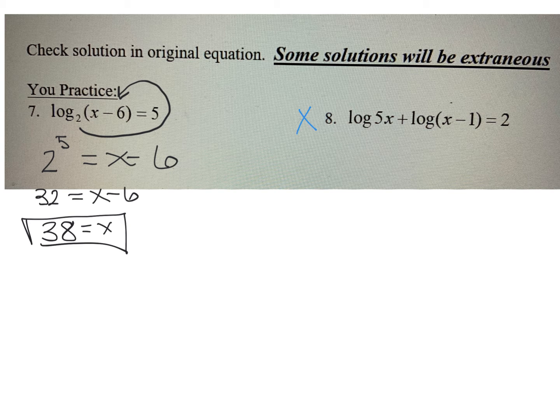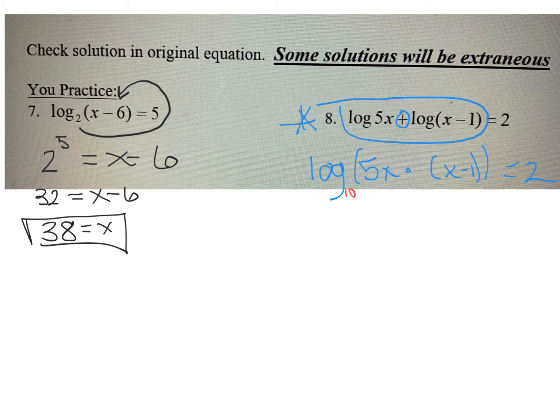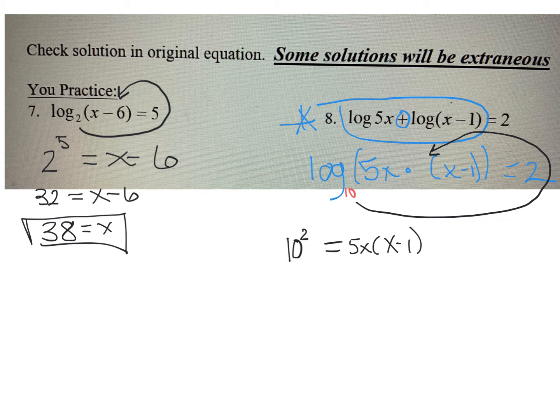Now this one's a little bit different. I have 2 logarithms, so before you swoosh or convert forms, I have to condense these 2 together. Because they are adding, I can multiply. So I can rewrite this as log 5x times x minus 1 equals 2. Remember, there's a hiding base down here of a 10. So now that I go to make my swoosh, like this, I get 10 squared equals 5x times x minus 1. Okay, 10 squared is 100.